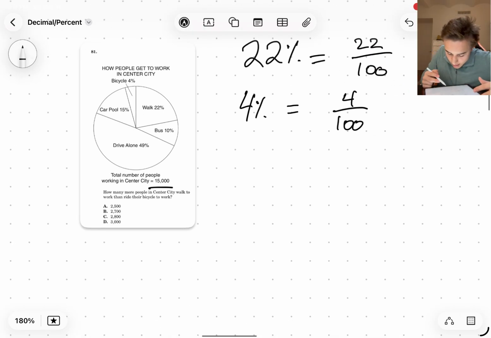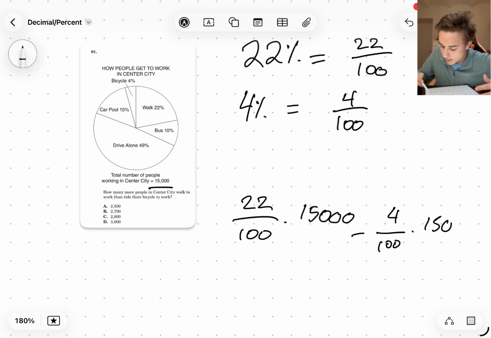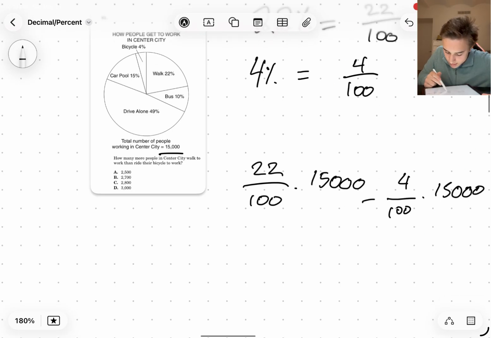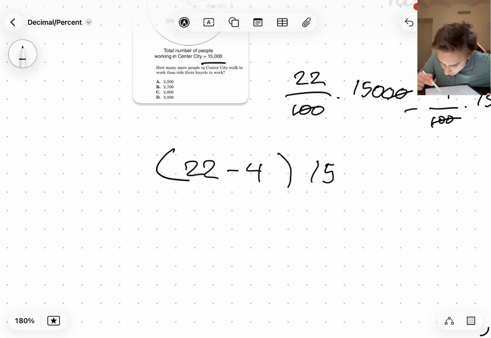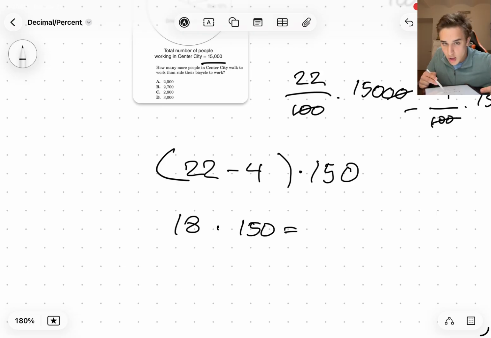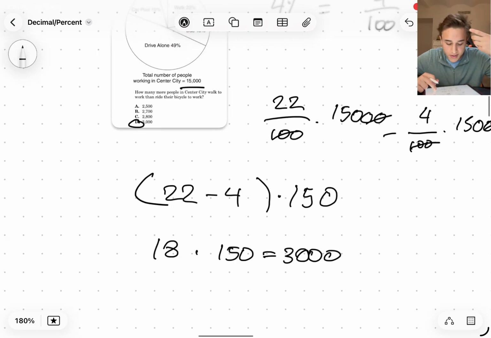So the answer would just be 22 over 100 times 15,000 minus 4 over 100 times 15,000. If you solve this, the zeros cancel here. So you get 22 minus 4 times 150. And so just 18 times 150 equals 2,700. So the answer choice would be D, 3,000. That's how many more people walk than ride their bicycle to Center City.